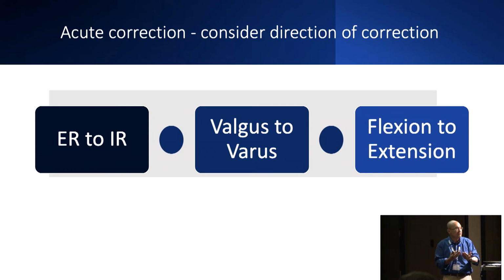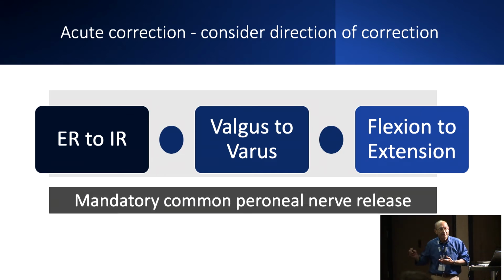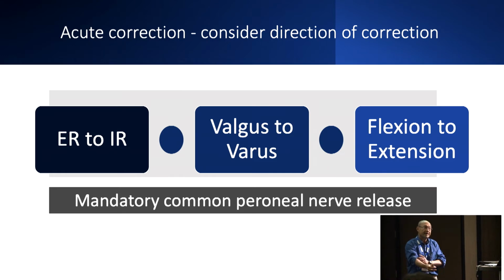If you have a flexion deformity and you suddenly extend the tibia, that would stretch the nerve, similar with valgus to varus and external to internal rotation. So in these cases, I would suggest it's mandatory to consider a common peroneal nerve neurolysis. And you would have seen that in your cadaveric workshop, and there's a video on that as well.